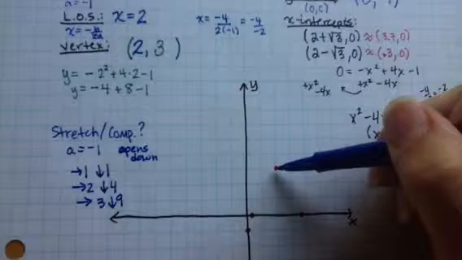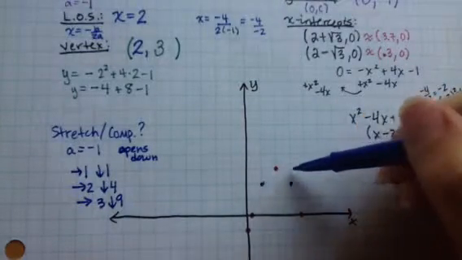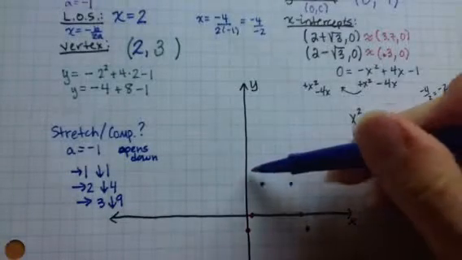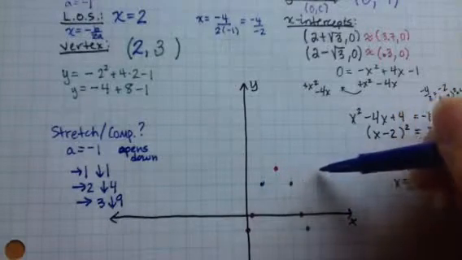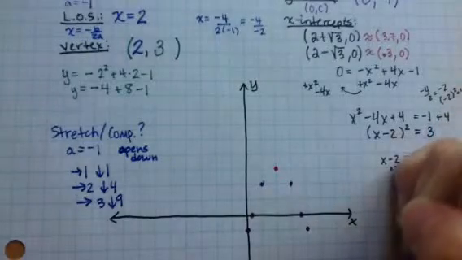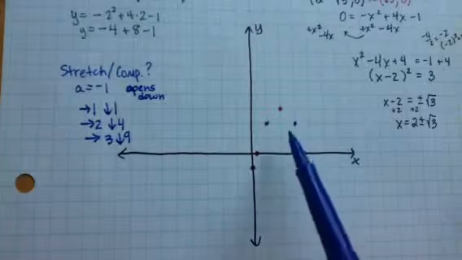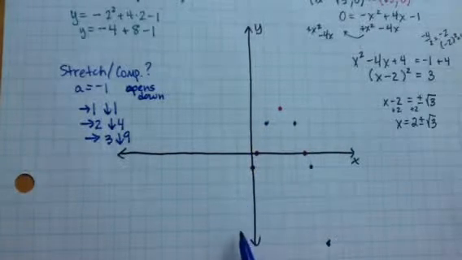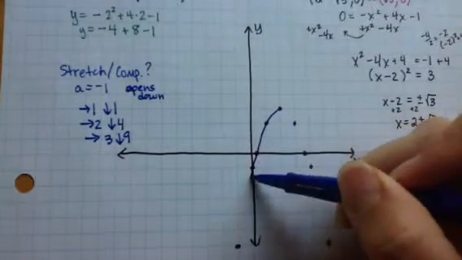So starting from my vertex, we'll go over 1, down 1, over 2, down 4, oh, right on my y-intercept, and then over 3, down 9, and then over 3, down 9 on the other side. So that gives me a nice picture of my parabola.